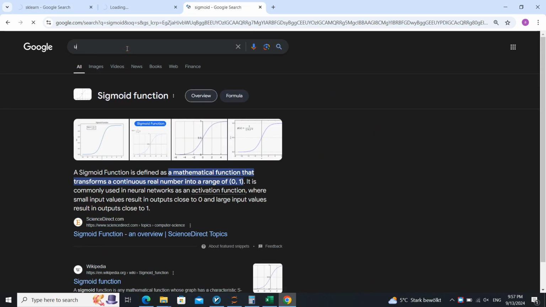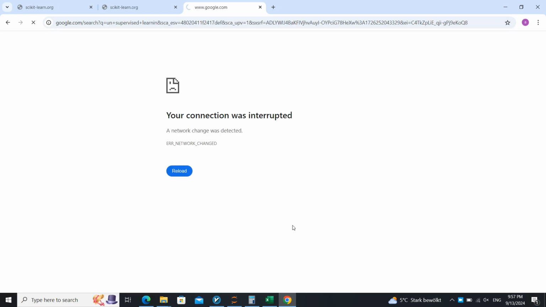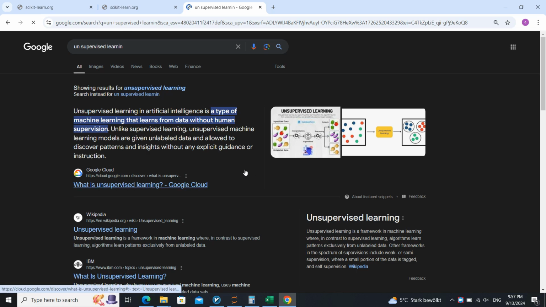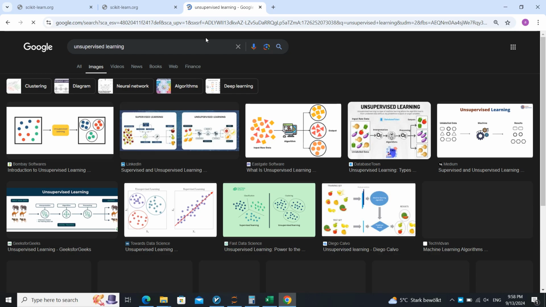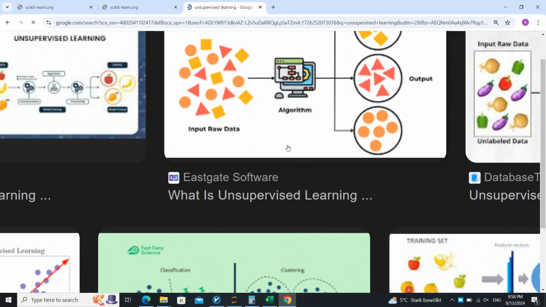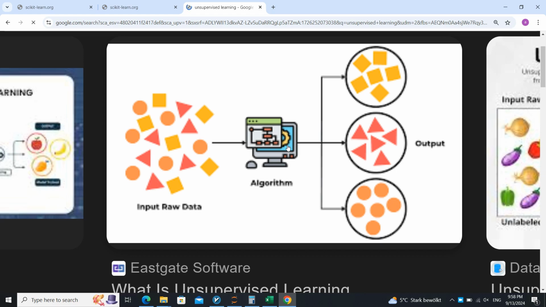Let me just search here for unsupervised learning. Okay, here it is. The electricity went out. I think because of that we don't have any internet as well, but that's not really important. We just need to load these two pictures so I can tell you more about unsupervised learning and how it works. This is a good example of unsupervised learning.